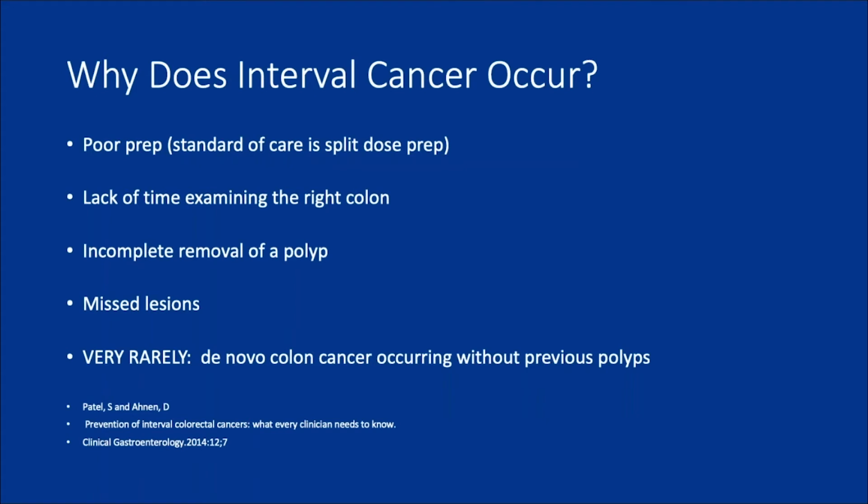Here's why it happens. Poor prep. So the standard of care is a split dose prep, as you are all aware. And here are some other reasons that happen, and this is related to whoever's performing the procedure. Lack of time examining the right colon. Doesn't happen very much these days. Incomplete removal of a polyp. Missed lesions, and that can happen. Think about the three-dimensional perspective of a colon. And we're twisting and turning the colon, and think about coming around corners that small lesions can be missed.